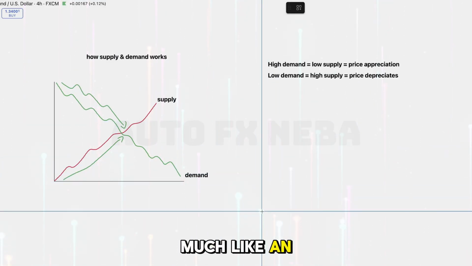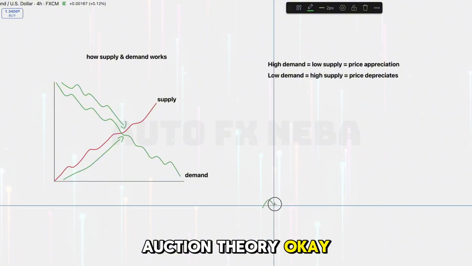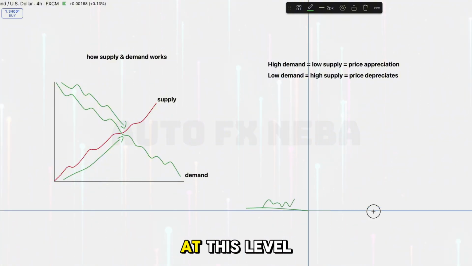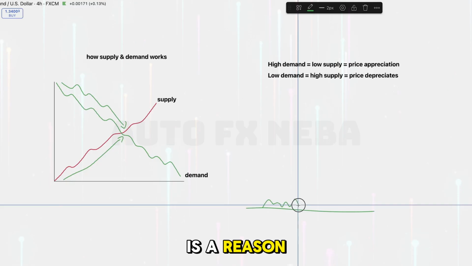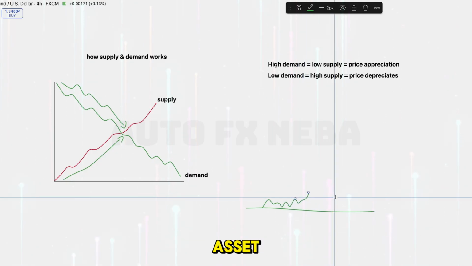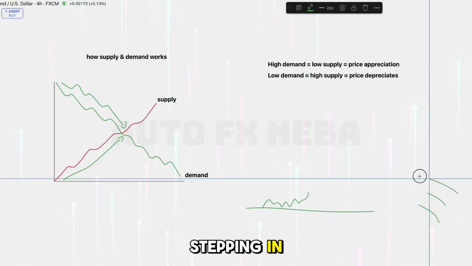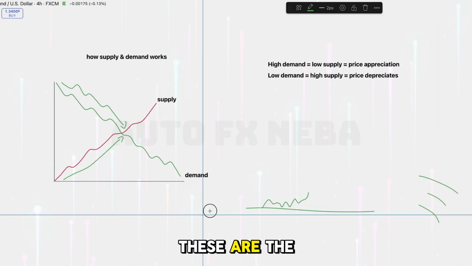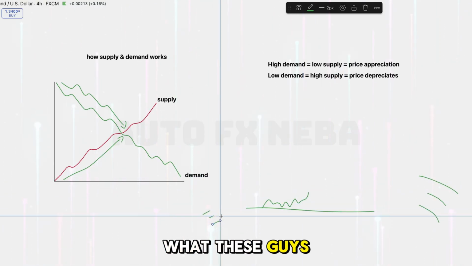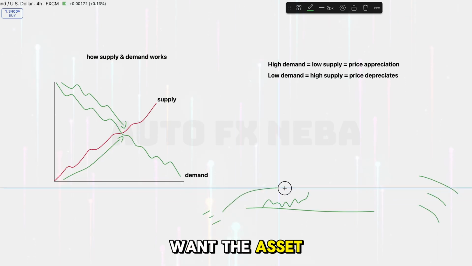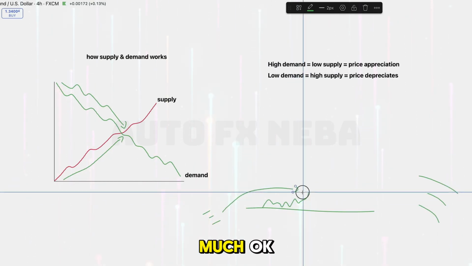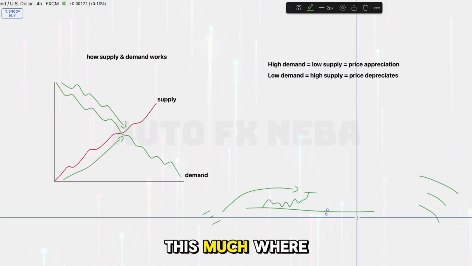Well, it's very much like an auction theory. Let's say price is trading at this level. Now, suddenly there is a reason that people want to hold this asset. Well, now we have new people stepping in. These are the new people coming over. These are the people that hold the asset. What these guys are going to do is say, well, if you want the asset, you've got to pay me this much, instead of this much where they got in.